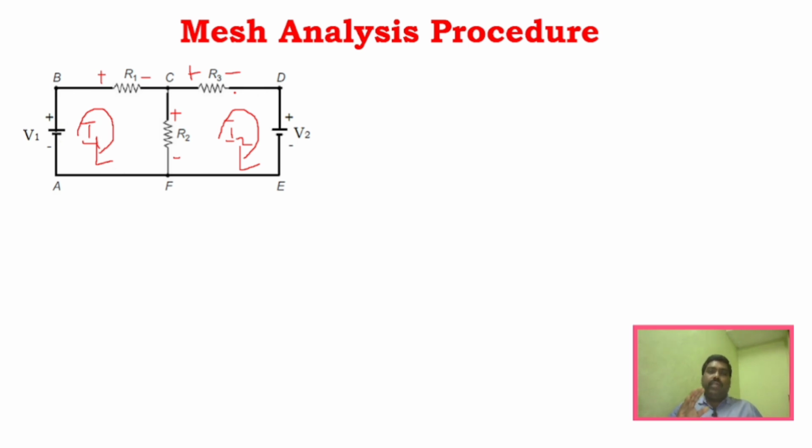In mesh analysis, only while writing the equations you have to be very careful. Once you write the equation, it's all about mathematics. You just solve the equations and find I1 and I2. Okay, so how to write the equation? Consider the first mesh, B, C, F, A, B. I'm going to start from here, right?